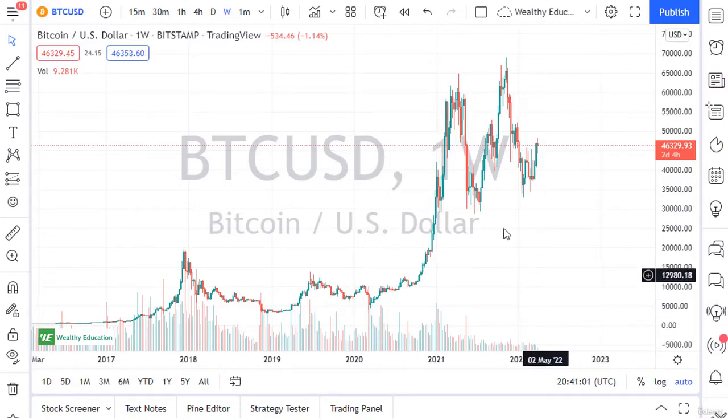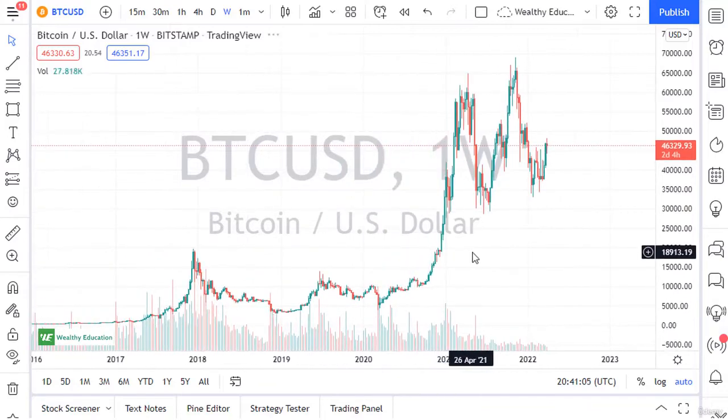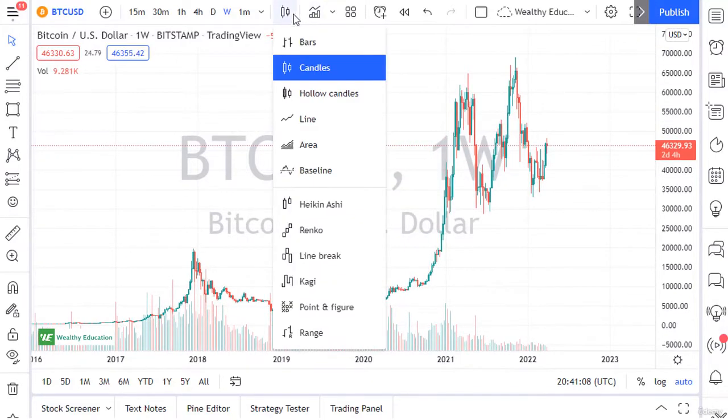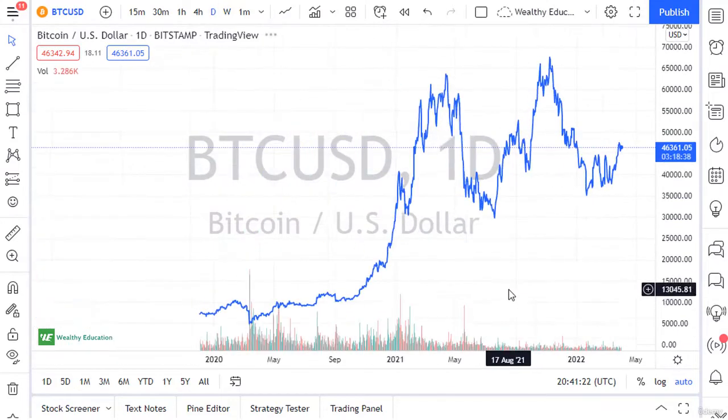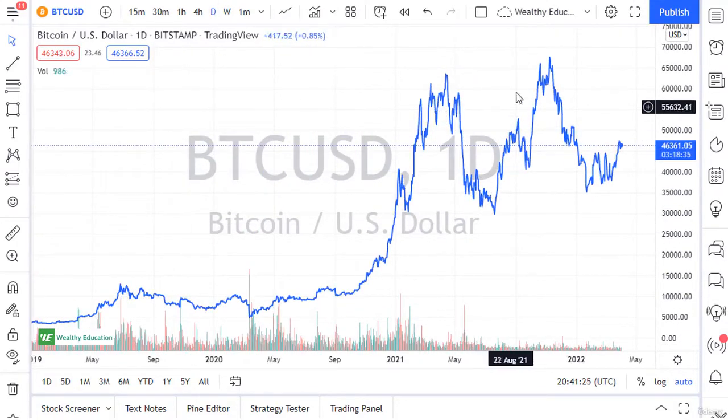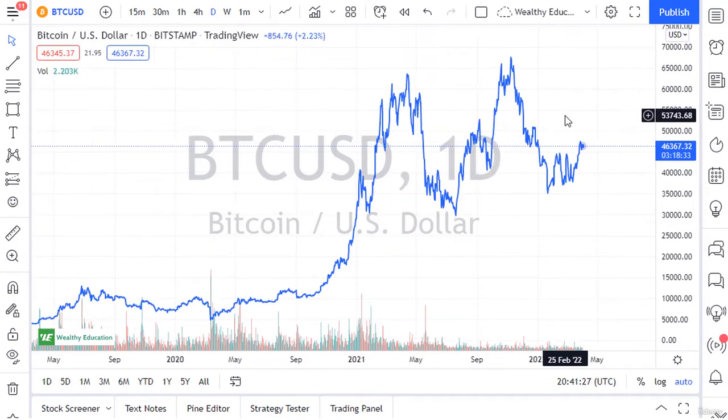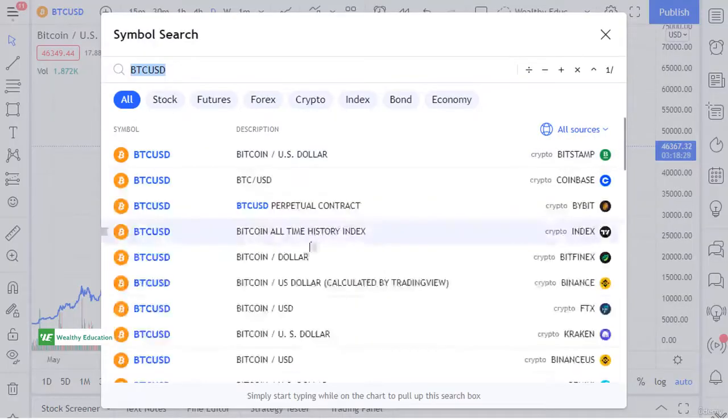As you can see, I have Bitcoin in front of you for the weekly time frame. I will switch to a line chart for now, just to show you what has been going on. I think it's safe to say that we have been in a longer term uptrend based upon the week. You could say the same on the day, although we have been a bit choppy. So this is vital information. Let's go ahead and try something else.